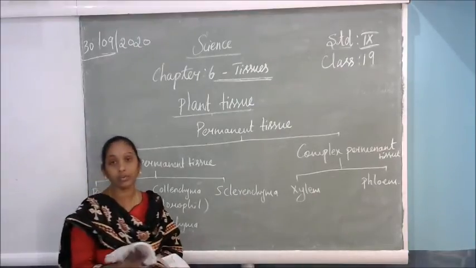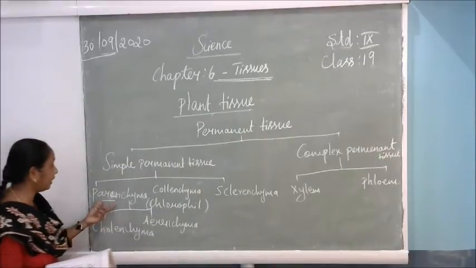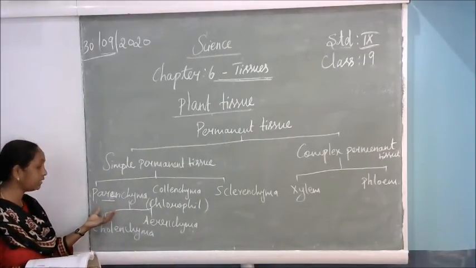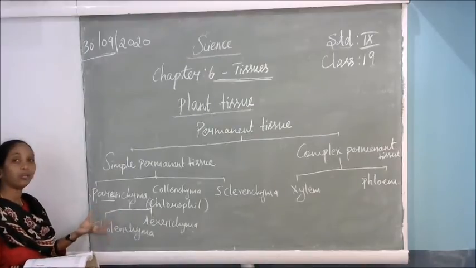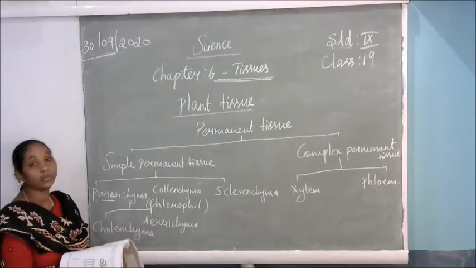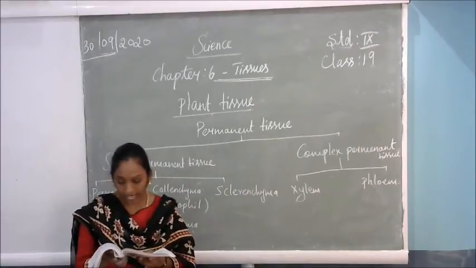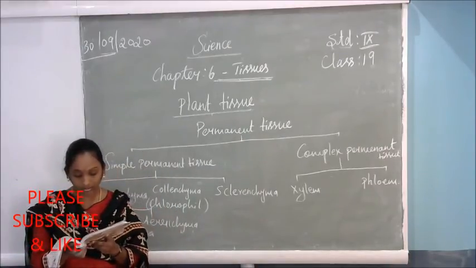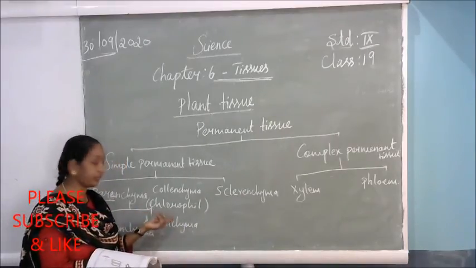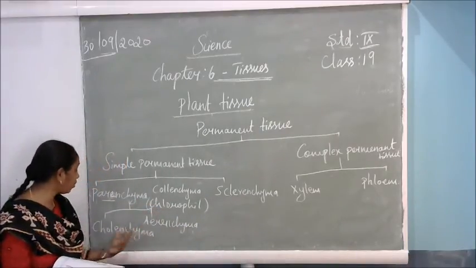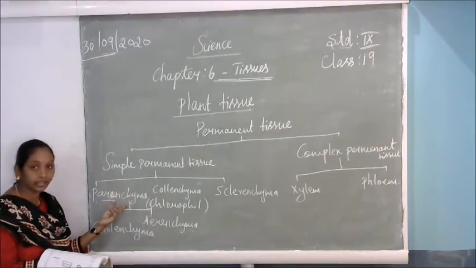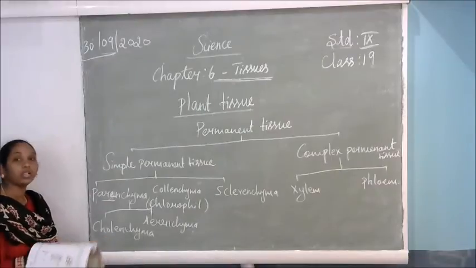So which tissue is doing this important work? Parenchyma. Because parenchyma has more interspace inside the tissue, it can store more food, and it can also do photosynthesis. Then it is called chlorenchyma. Wherever the chlorophyll is present in the parenchyma, that place is called what? Chlorenchyma.